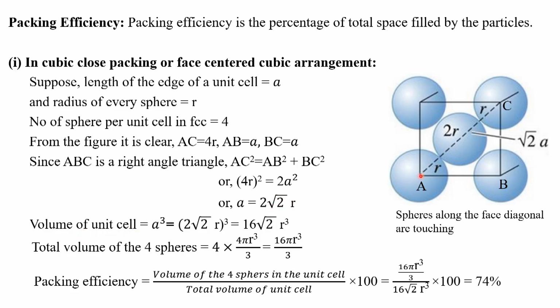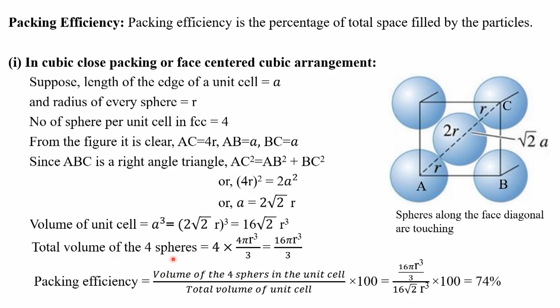So the volume of this unit cell is a raised to the 3. What is the value of a? We just got that the value of a is 2 square root of 2 times r. So a cubed gives (2 square root 2 times r) raised to the 3, so we get 16 root 2 r to the 3.